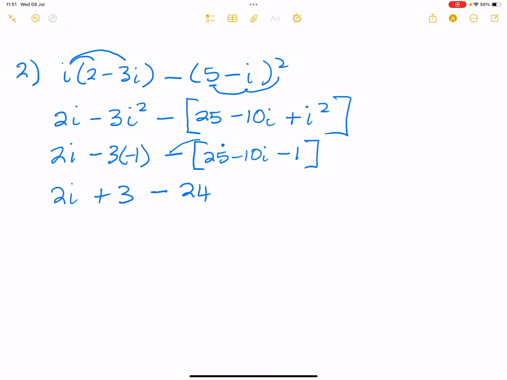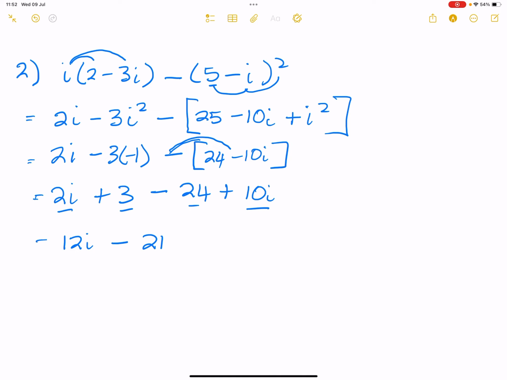Right, so if I multiply inside the bracket, 25 minus 1 would give us 24, minus 10i, okay, that should give us positive 10i. Remember, negative times a negative gives me a positive there. Right, and then we look at our like terms. So we've got 10i plus 2i, that will give us 12i, and we've got 3 minus 24, that would give us minus 21. All right, ladies and gents, that is really how the cookie crumbles.